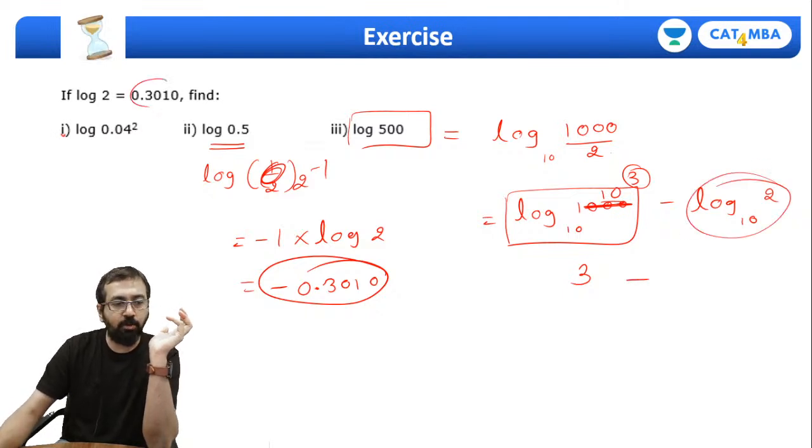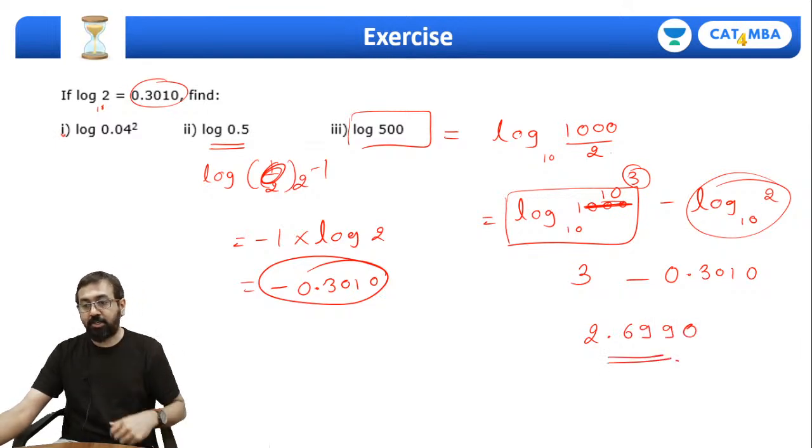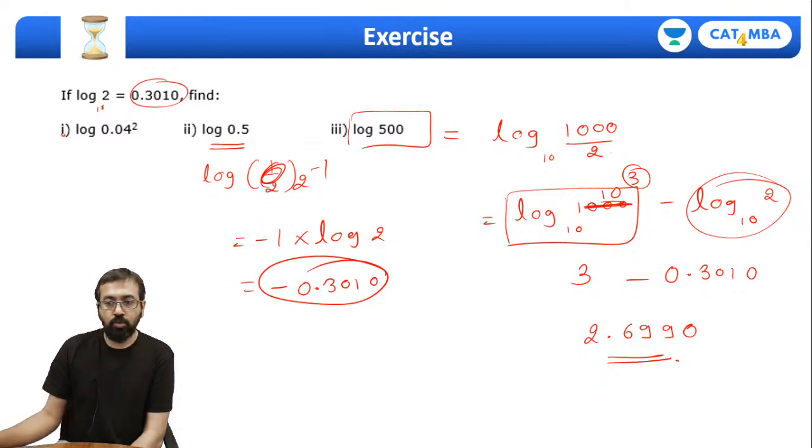We know it's 0.3010, and since nothing is mentioned over here, we can assume that base as 10. So that value is known, 0.3010. So again, if you solve this thing, you will get 2.6990. Right. So someone got it right. 2.6990. Correct. Yeah. So all of you got it right.